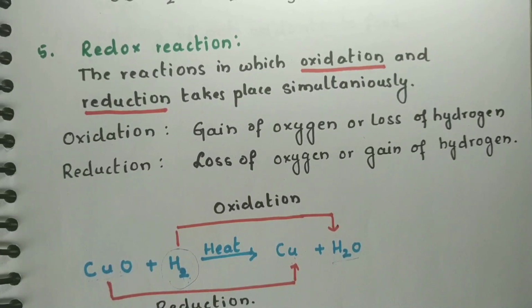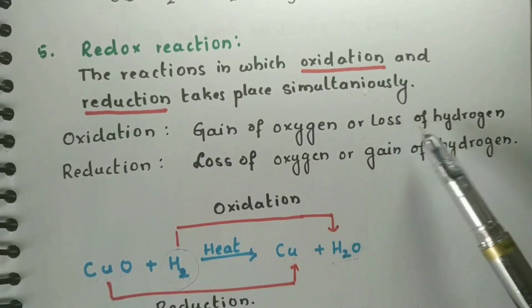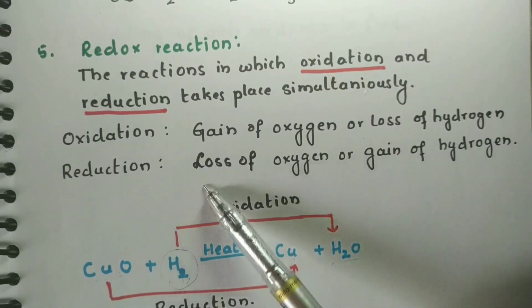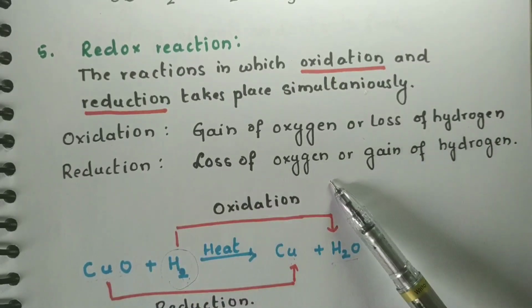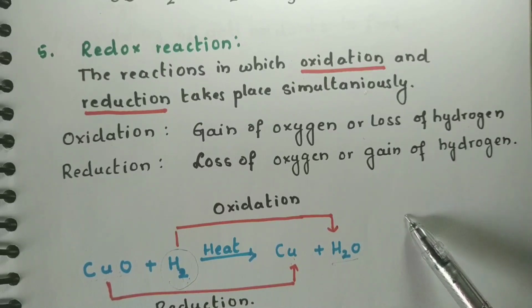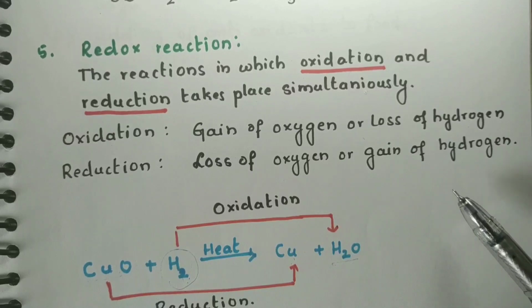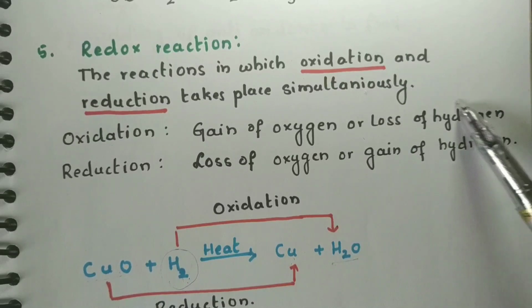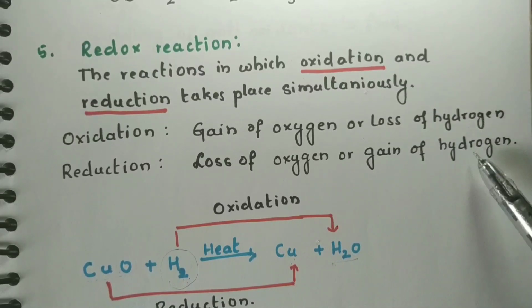So what is oxidation and what is reduction? Gain of oxygen or loss of hydrogen is called oxidation. Loss of oxygen or gain of hydrogen is called reduction. But in some books, references and videos, you can see that they talk about electronegative and electropositive elements. Please don't bother about all those things. For 10th standard, this much is enough.